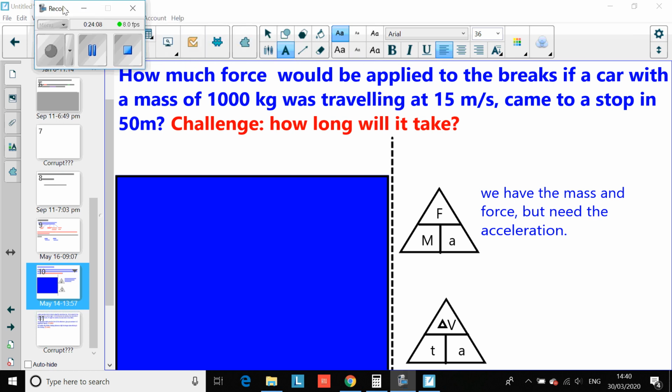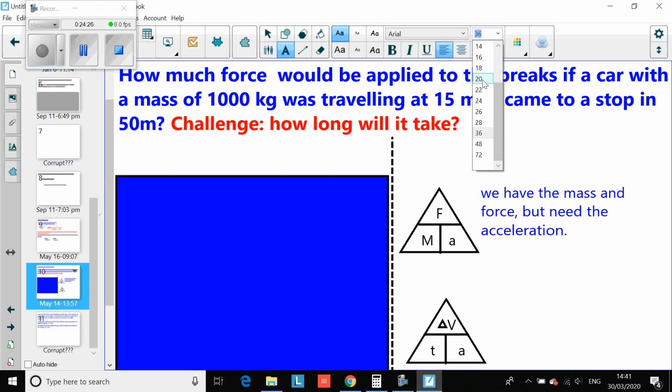Okay, so let's start by looking at the values that we've got. How much force would be applied to the brakes if a car with a mass of 1,000 kilograms is traveling at 15 meters per second? Now, we could use force equals mass times acceleration. We certainly do have the mass. Okay, so let's just write that in. We've got the mass, 1,000 kilograms. So we'll just stick that under there for now. Okay, do we have the acceleration? No, we don't. So therefore, at the moment, we can't work out what the force is.